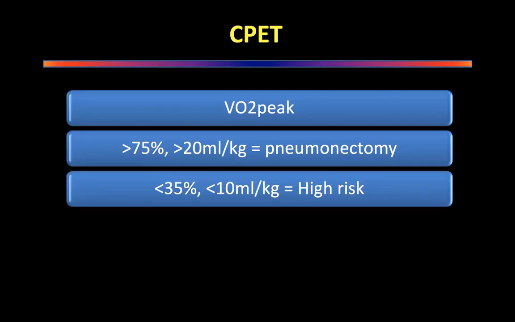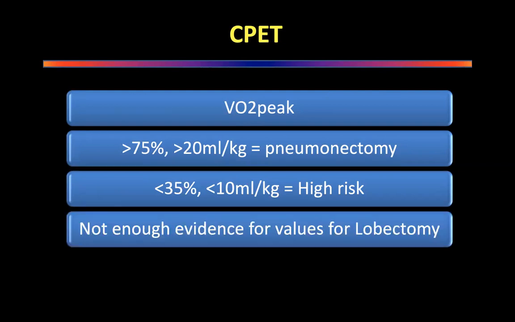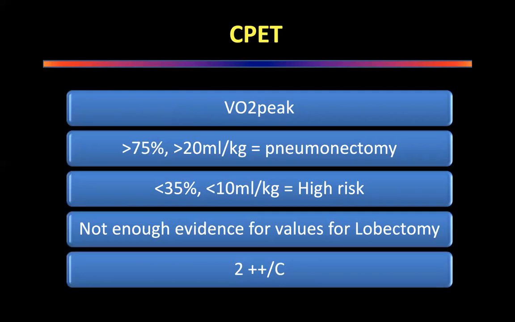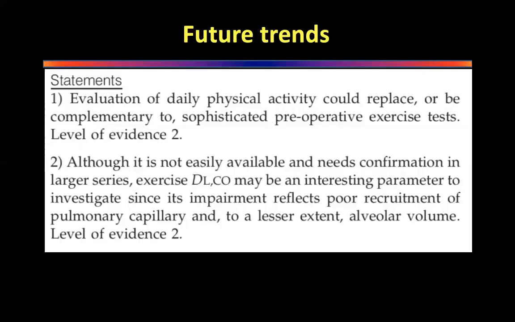Less than 35%, less than 10, is very high risk. Try to do non-surgical treatments in these people. There's not enough evidence for the values for lobectomy. These are values for pneumonectomy.